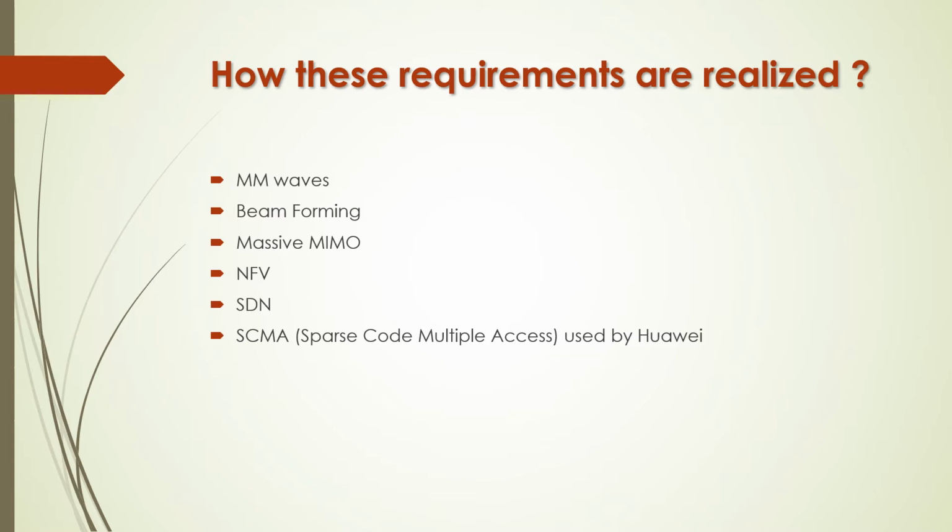Then the second technology which we are using is beamforming. When we increase the frequency, our path loss, or propagation loss, also increases. For reducing this, instead of using a single antenna, we use a multiple array of antennas. By using this, we can direct our radiation pattern into a certain direction. We call this beamforming.